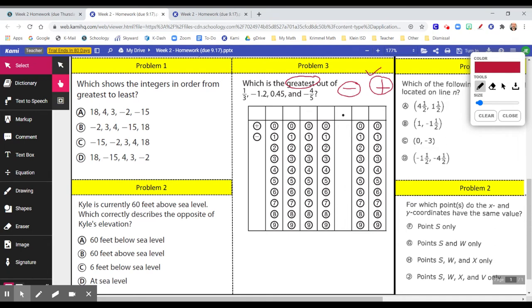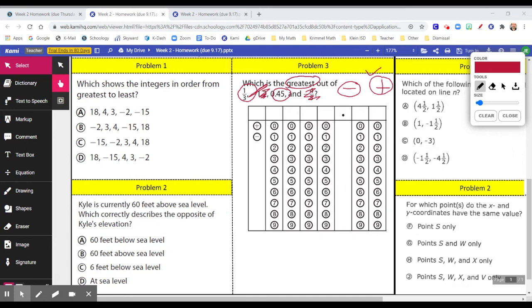Okay, so if we look at this, it's not this one. Our negative numbers are going to be to the left of 0, and the greatest numbers are to the right of 0. So all we really need to figure out is which one of these is greater. And because you're at home, you can use a calculator. You can do this real quick.